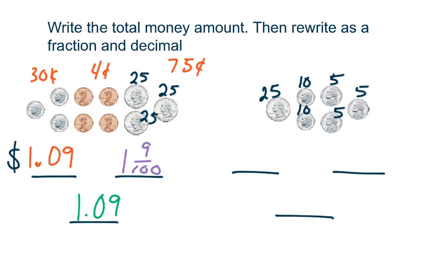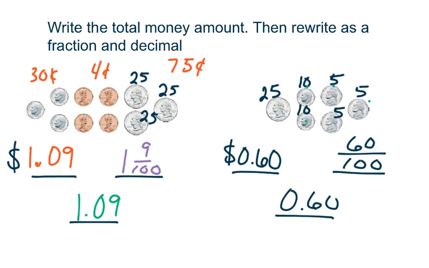So I might start by adding 25 plus 5 more, that gives me 30, 30, 40, 50, 55, 60. So I have 60 cents here. You might have added them a different way, and that's fine. We're going to write it 3 different ways. So I have 60 cents, so I'm going to write 60 cents. Then I'm going to write it as a fraction, so I have 60 hundredths. And then I'm going to write it as a decimal, so I have 60 hundredths.